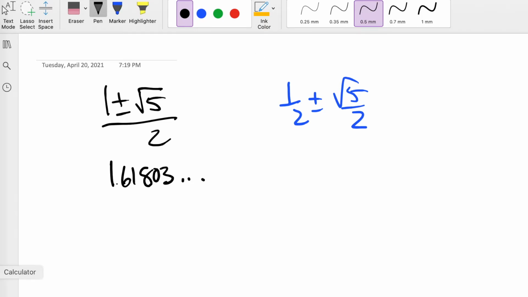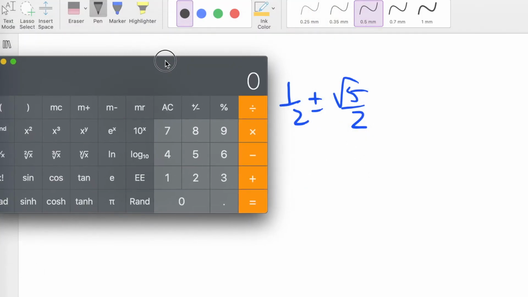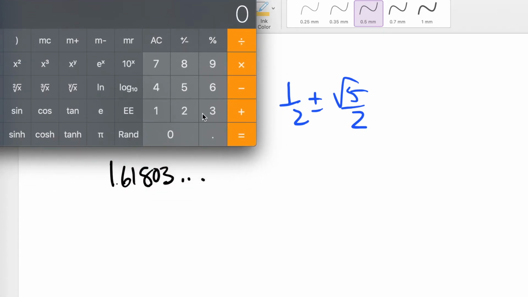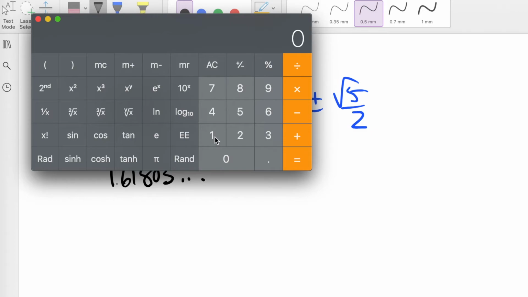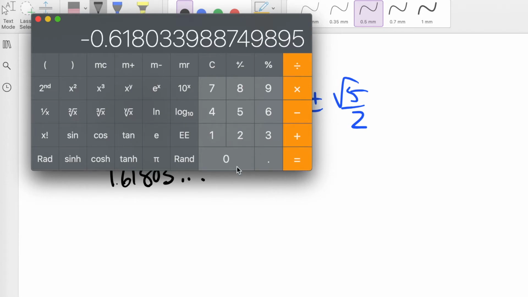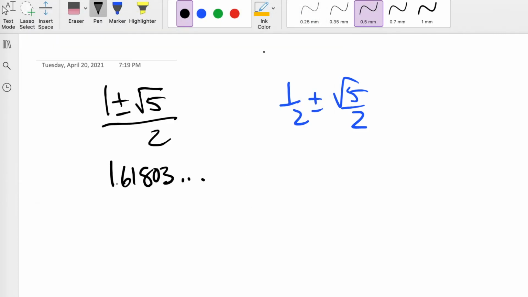Let's plug in the other one and see what value we get. So it's going to be the negative reciprocal of phi. Let's take 1 minus radical 5 over 2. So 1 minus 5 and then radical button divided by 2. We get negative 0.61803. So that's our other answer.